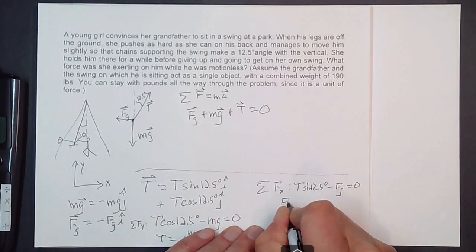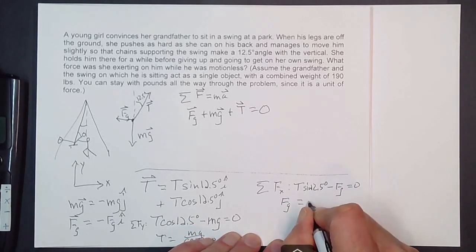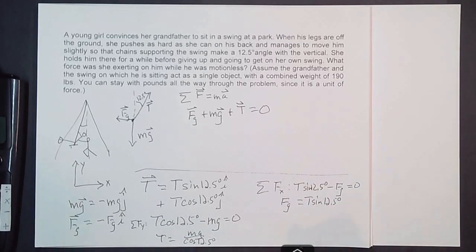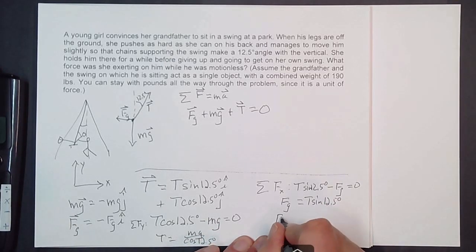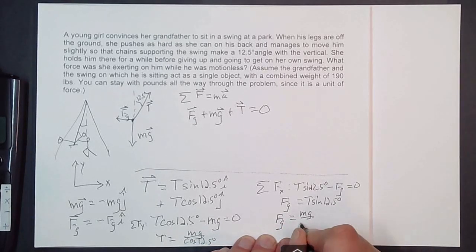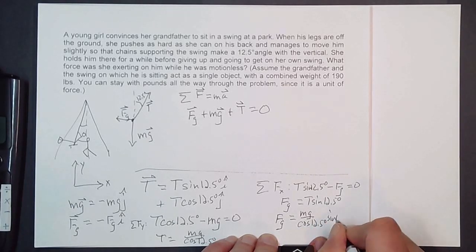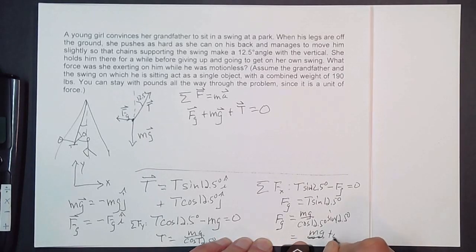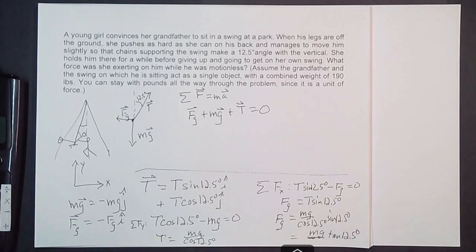So the force the girl exerts will equal T sine of 12.5 degrees, but we figured out that T is equal to mg over the cosine of 12.5 degrees. So Fg is equal to mg over cosine of 12.5 degrees times the sine of 12.5 degrees, and that is equal to mg times the tangent of 12.5 degrees. Okay, so we could plug in the numbers and figure that out.